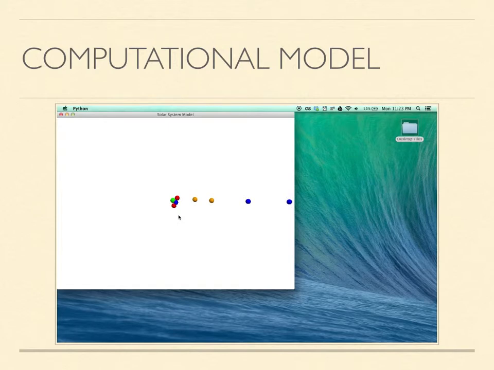Here we have a computational model of the planets driven by the gravitational force described by Newton's laws. The force of gravity changes the velocity of the planets at each time step, in this case a day. The velocity of the planets causes a change in the planet's position. Because the planets are moving with an initial velocity, they do not fall towards the Sun.